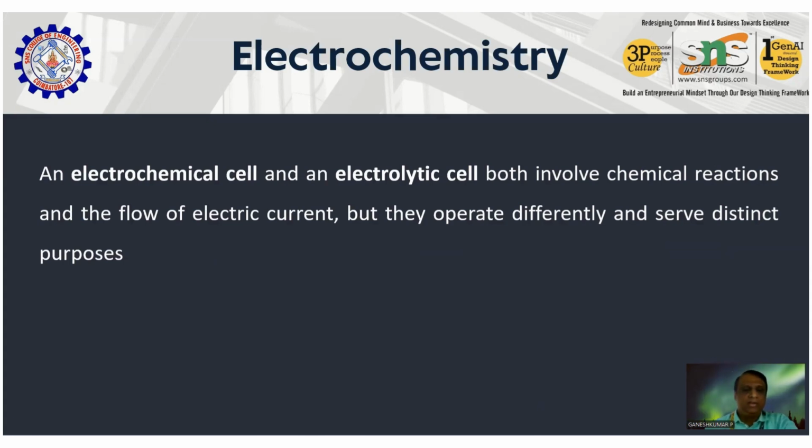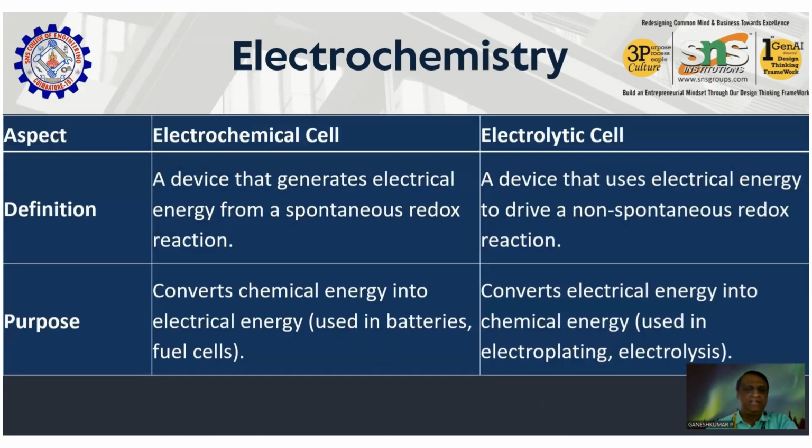They both involve chemical reactions and the flow of electricity, but they operate in a different way and they serve a different purpose that is used in different areas. The basic definition is an electrochemical cell is a device that generates electrical energy, like batteries that generate electrical energy. How do they generate electrical energy? By a spontaneous chemical reaction. We call it the spontaneous redox reaction.